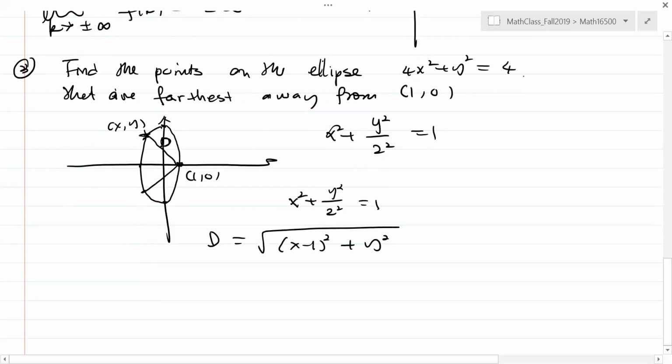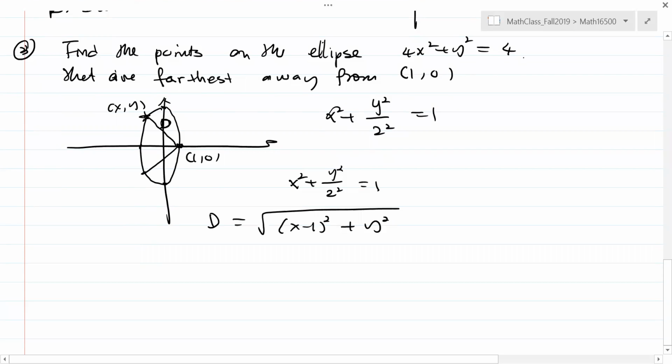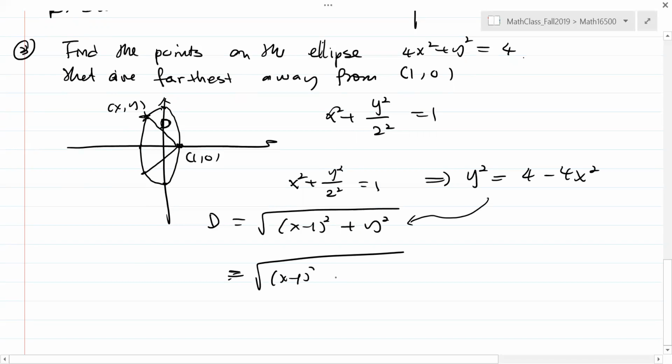And you can see that this is an interesting function. The smallest possible value for d is 0, okay? The largest possible value we don't know yet. So you get a function of x and y, but x and y are related because this is a point on the ellipse. So when you look up here, y squared equals 4 minus 4x squared. So you put it in here, you will get (x minus 1) squared plus 4 minus 4x squared.